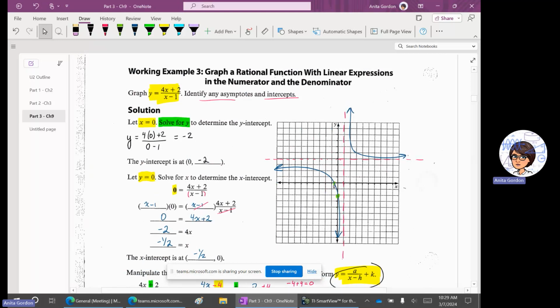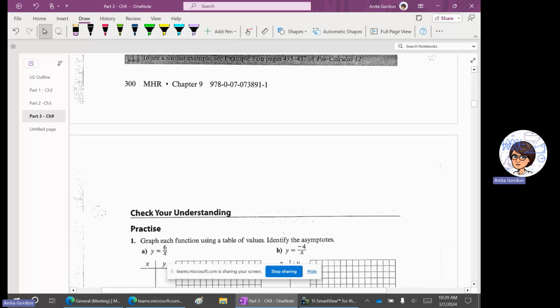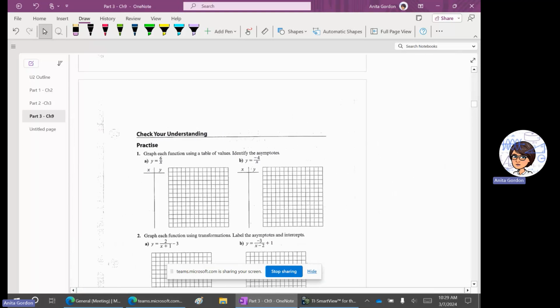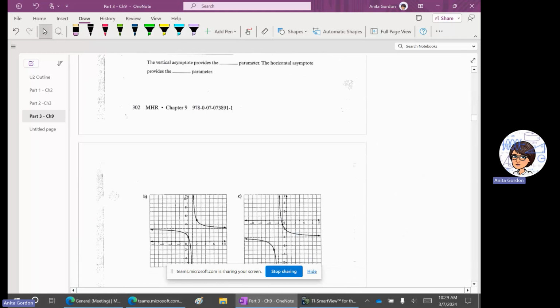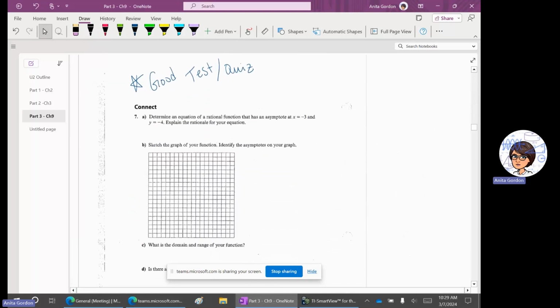All right, so today's homework is not out of the textbook. I've attached it right in here in your workbook. So here are the questions. I believe there are about 10 questions on here. The last questions down here at the bottom are good test or quiz questions, so make sure you give these a try.